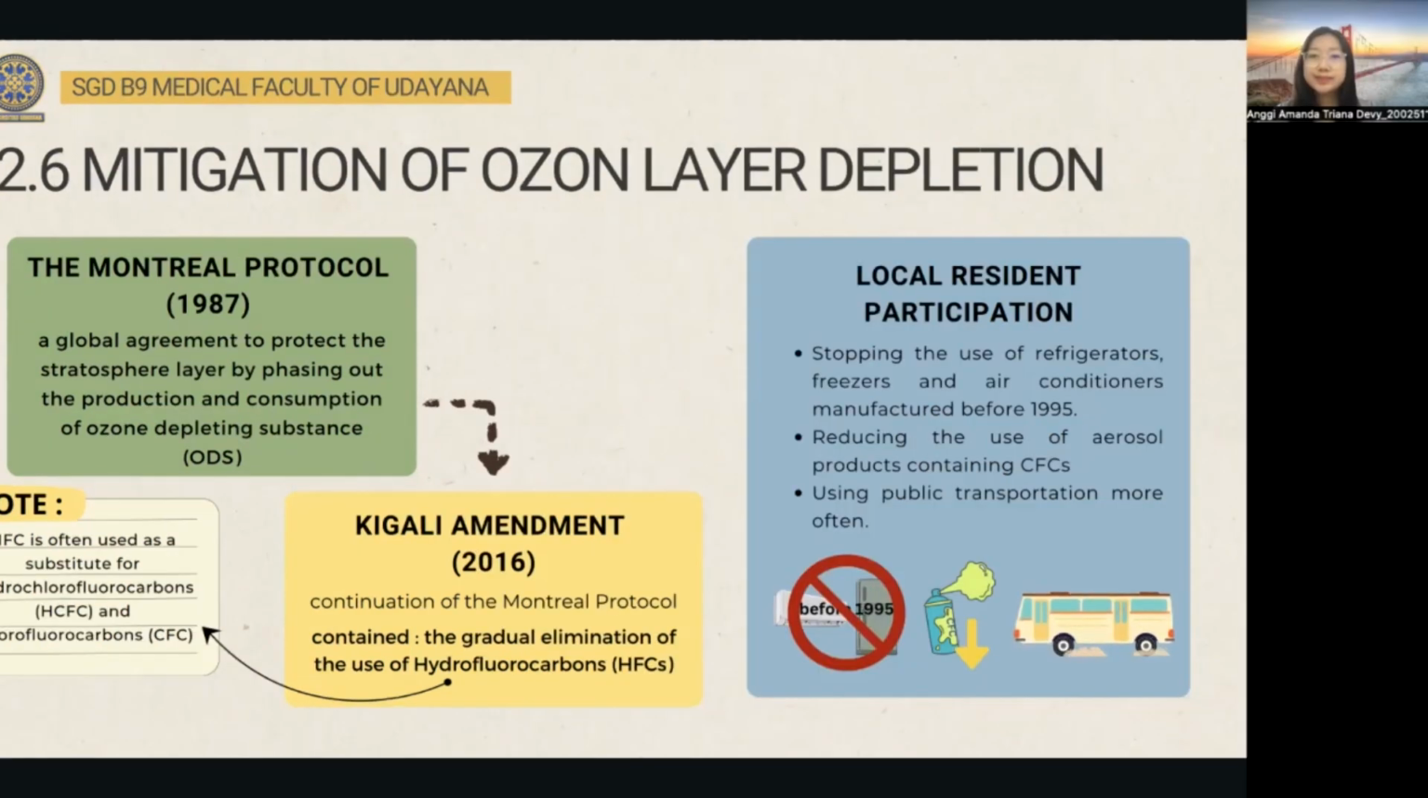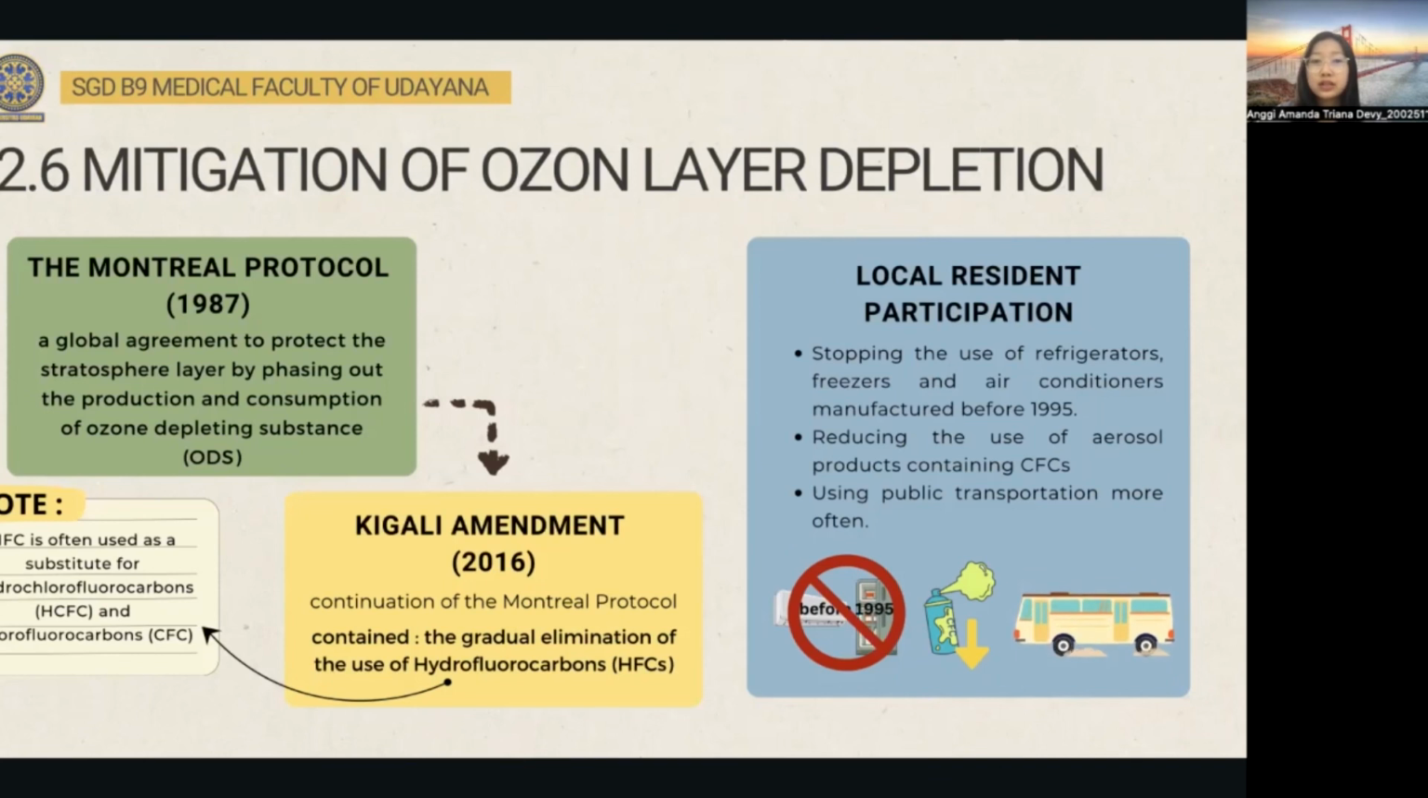Hello, my name is Anggia Mandatra Devi and my student ID number is 088. I would like to continue the explanation of mitigation of ozone layer depletion. There are several efforts that have been made to mitigate depletion of the ozone layer. Other than protocols and agreements that have been made, we as local residents can also do several things to help reduce depletion of the ozone layer, such as the first one, stopping the use of refrigerators, freezers, and air conditioners manufactured before 1995. This is because products that were manufactured before 1995 still use CFCs to operate.